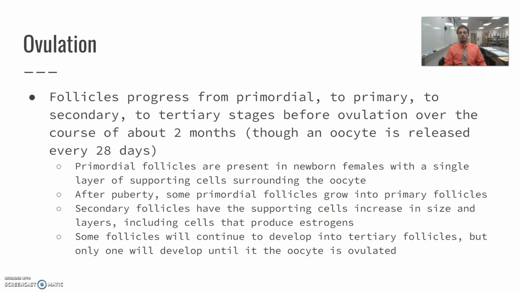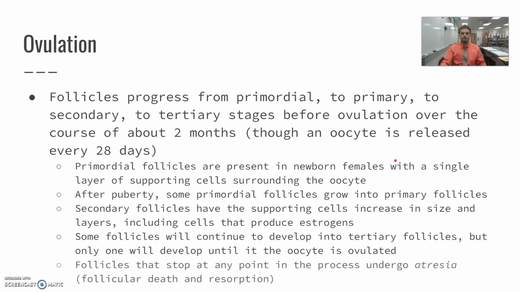So you may remember from a previous video where we were talking about the meiosis that's taking place in oogenesis and with spermatogenesis. Most of that cytoplasm is being donated to the one that is actually going to be ovulated. And then follicles that are going to stop at any point in the process, they're going to become known as polar bodies and eventually undergo atresia, which is where they eventually die and are resorbed by that ovary.